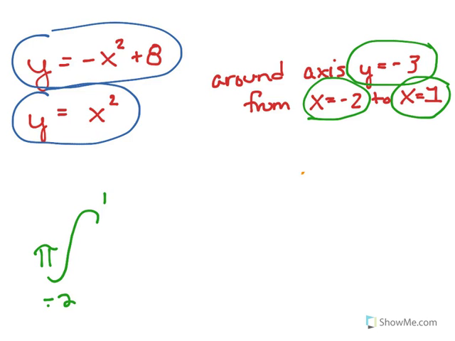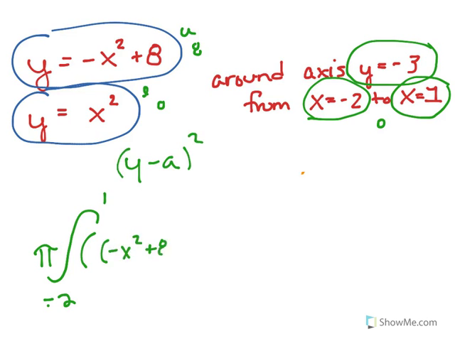Well, if my interval is negative 2 to 1, I just need to pick a number in that interval to test. I'm going to test 0. If I put in 0, the top curve gives me 8, the lower curve gives me 0, so this is my upper and this is my lower. So it's going to be the integral of (y minus a) squared. So it's going to be (negative x squared plus 8 minus 3) squared minus (x squared minus 3) squared, close parentheses, dx.